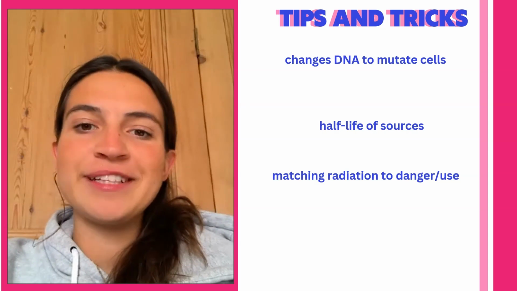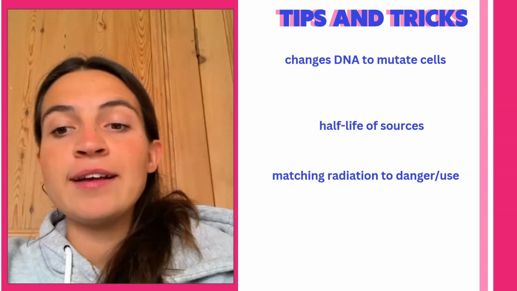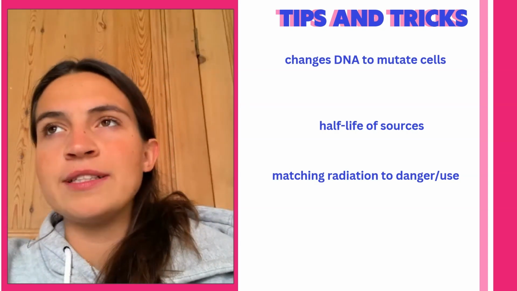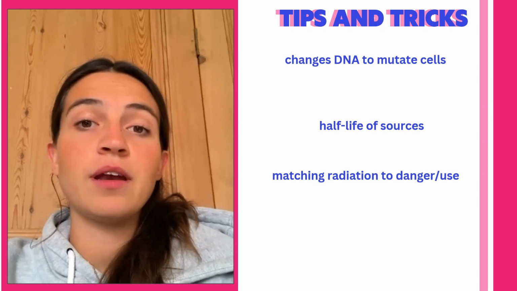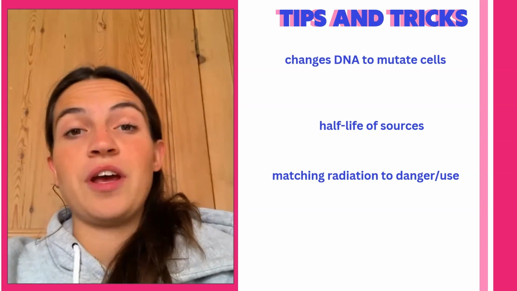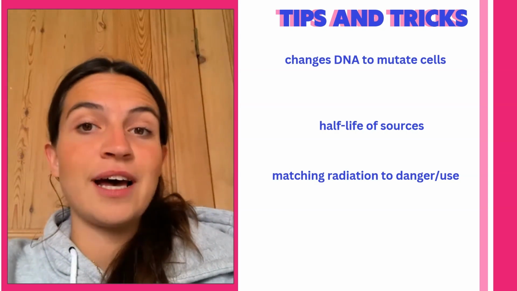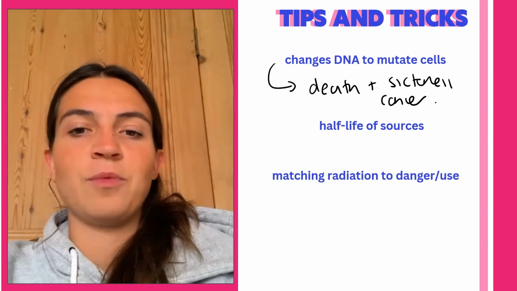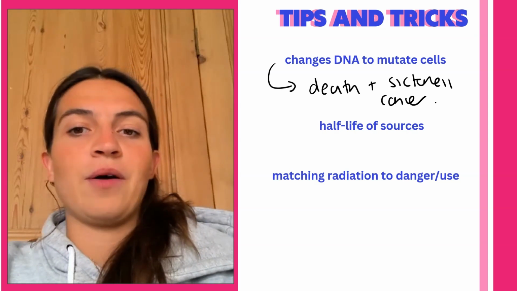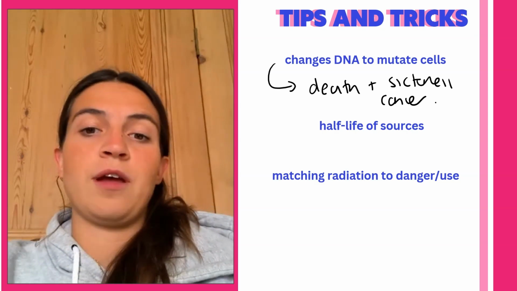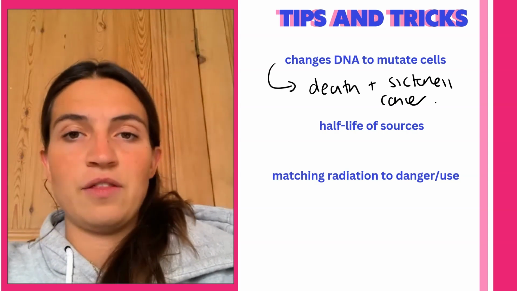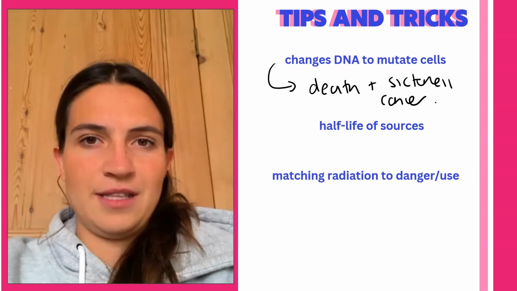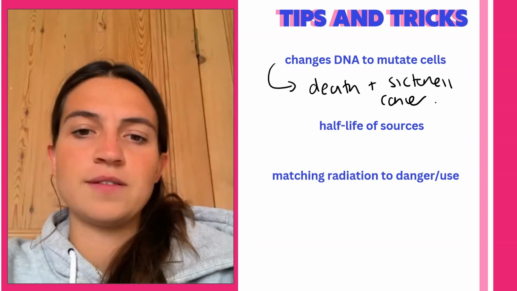Okay, tips and tricks for this section. So if it asks what the effects of high level exposure to radiation are, it's good to always mention changes in the DNA of your cells and mutating cells as a way of explaining how cancer comes about. And then if you're talking about death and radiation sickness, you can talk about it killing those cells. So that's the difference between those two things.